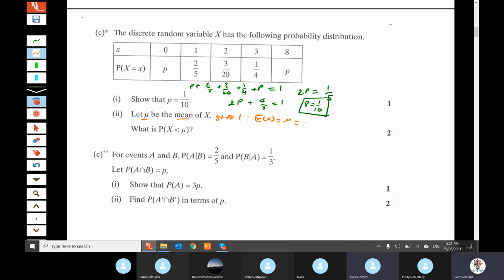0 times 1/10 plus 1 times 2/5 plus 2 times 3/20 plus 3 ... plus 8 times 1 over 10. Let's find what that is. So that's 2/5 plus 6 on 20 plus 3 over 4 plus 8 over 10. All right, the mean I got is 2.25. The question's asking you to find the probability that x is less than 2.25. So what's step 2 now?